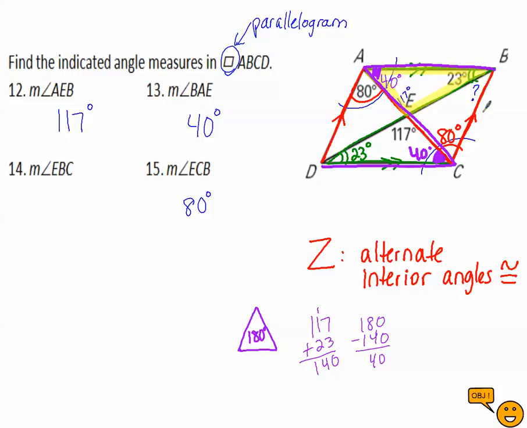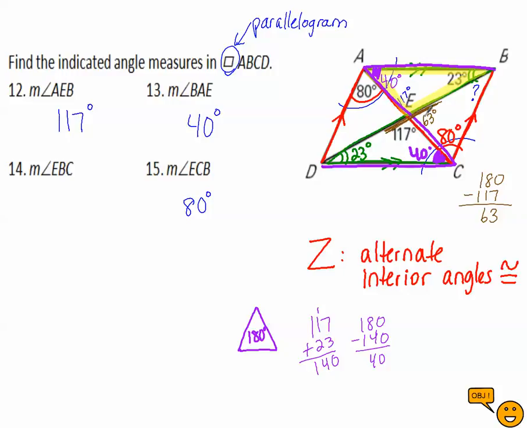Well, we can figure out that this angle is 80. We can figure out this angle because these two right here make a linear pair. Remember, linear pairs, straight lines, supplementary. So 180 minus 117, how much does that make? 63. So this angle is 63 degrees.